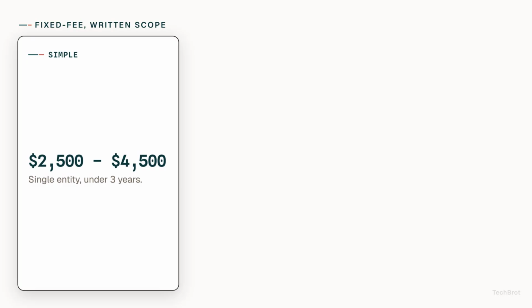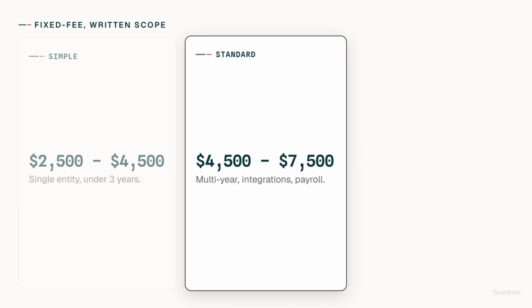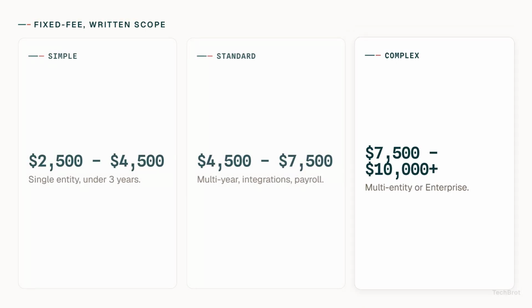A fixed one-time engagement, typically $2,500 to $10,000 or more. Simple, single entity under 3 years of history, $2,500 to $4,500. Standard with multi-year history, several integrations and payroll, $4,500 to $7,500. Complex, multi-entity or enterprise, $7,500 to $10,000 or more. Fixed in writing before work begins.